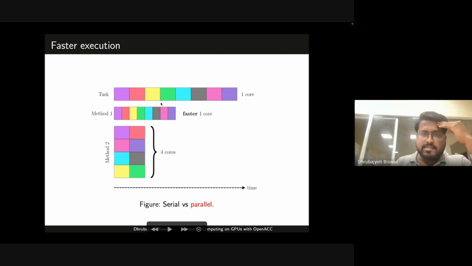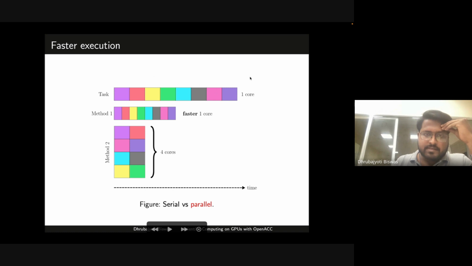Let's say we have a task. Let's look at the first row, the one I have marked as task. The colored boxes represent individual tasks which have to be completed to perform one job. I'll take the example of preparing a 4-course meal. The first two boxes represent the first item, the second two represent the second item, the third two represent the third, and the last two represent the fourth meal item.